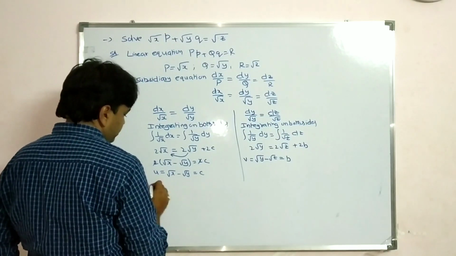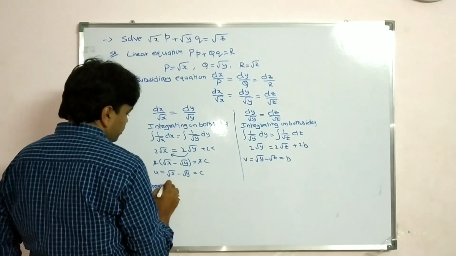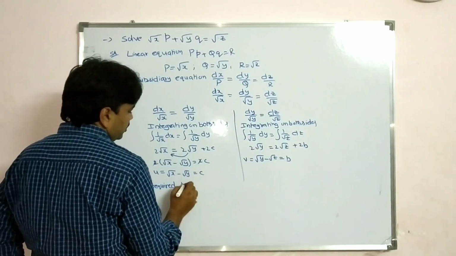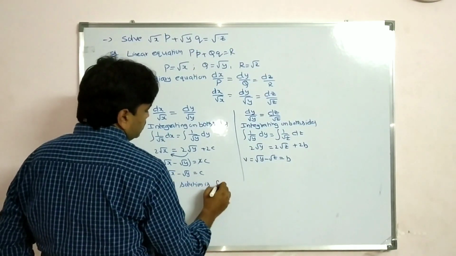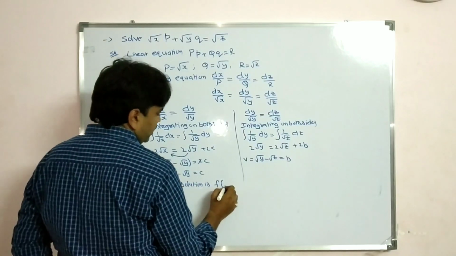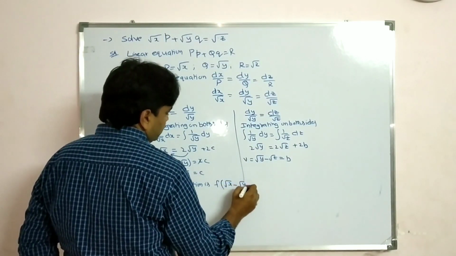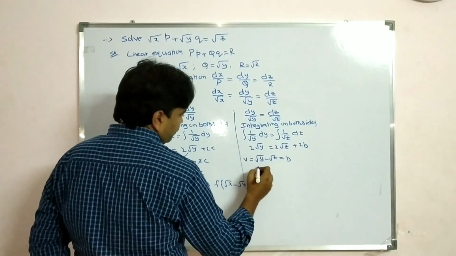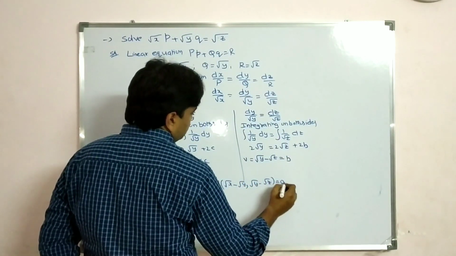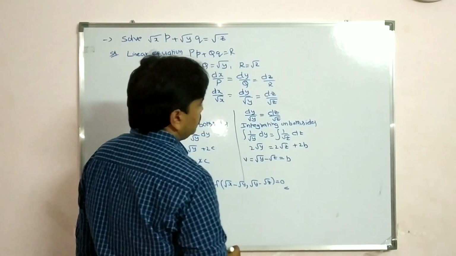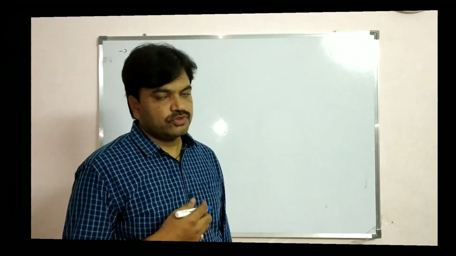Therefore the required solution is f of, common term students, say root x minus root y, comma root y minus root z is equal to 0. Next problem, students.